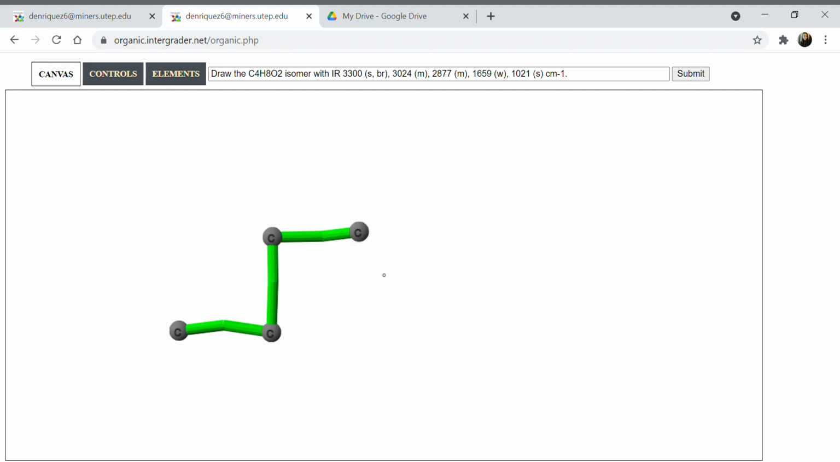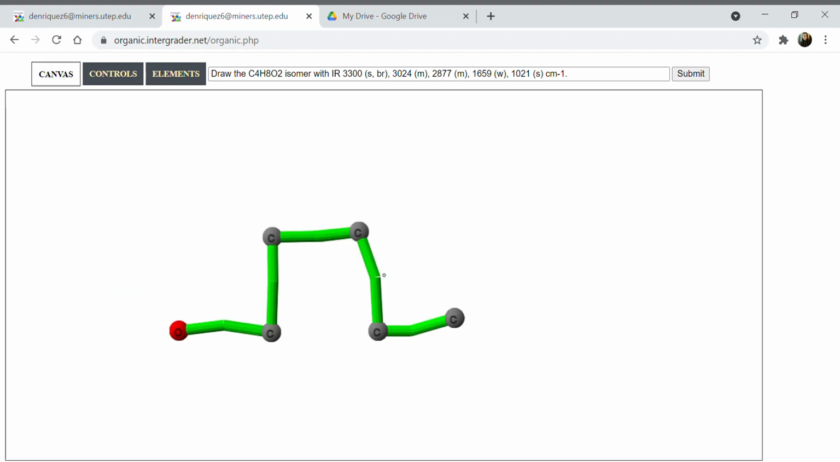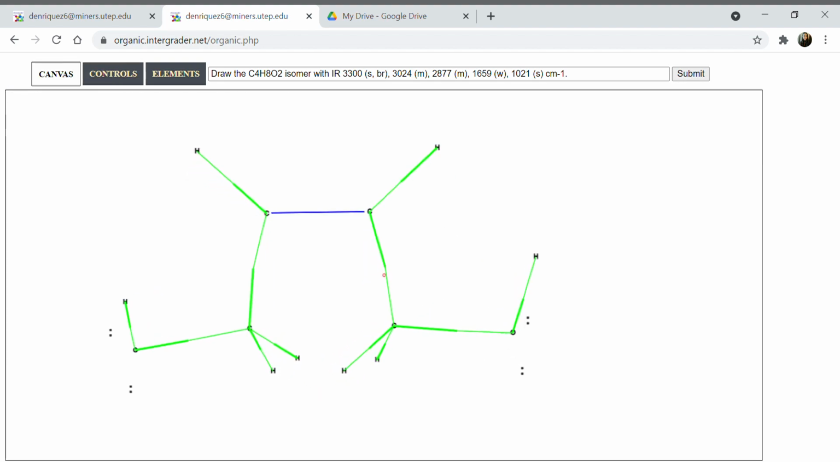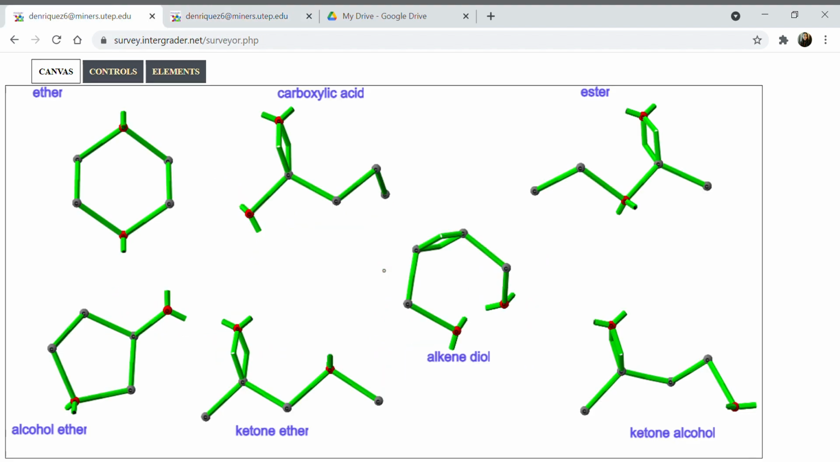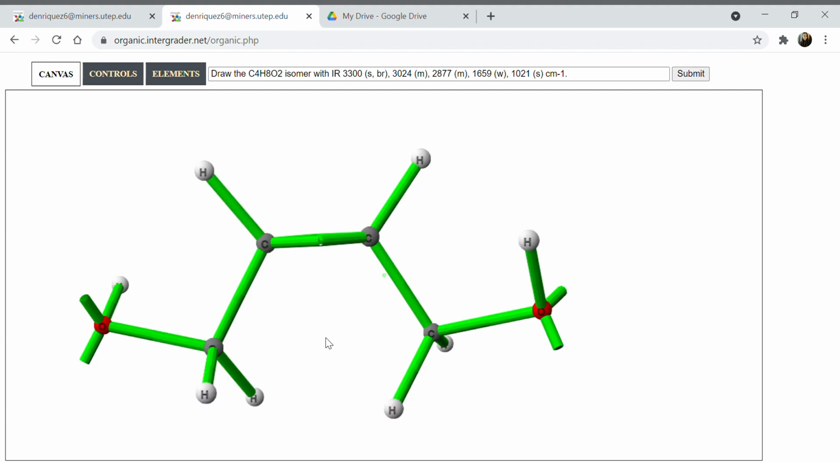So do a double bond between those two carbons, and then I'm going to replace those outside carbons with oxygen. Add my hydrogens and make sure it's right. So yep, that's what it looks like. 4 carbons, 2 oxygens, 1, 2, 3, 4, 5, 6, 7, 8 hydrogens. So I believe that was it.